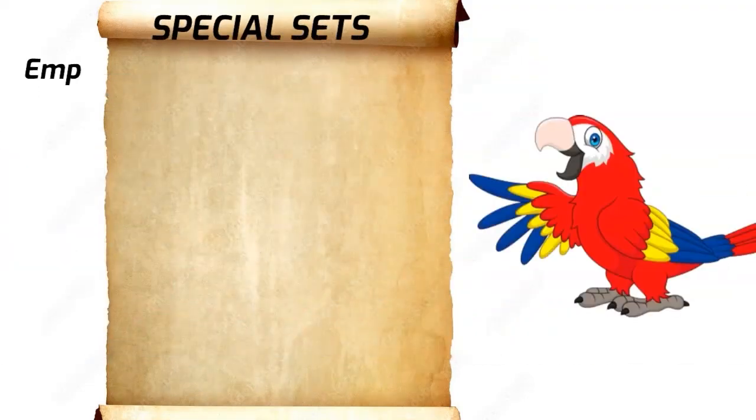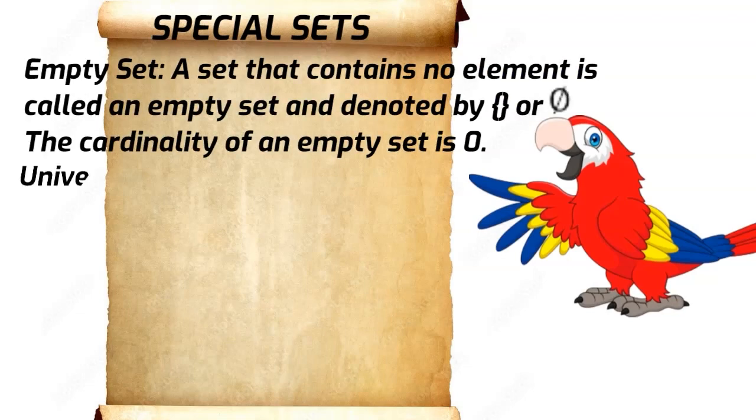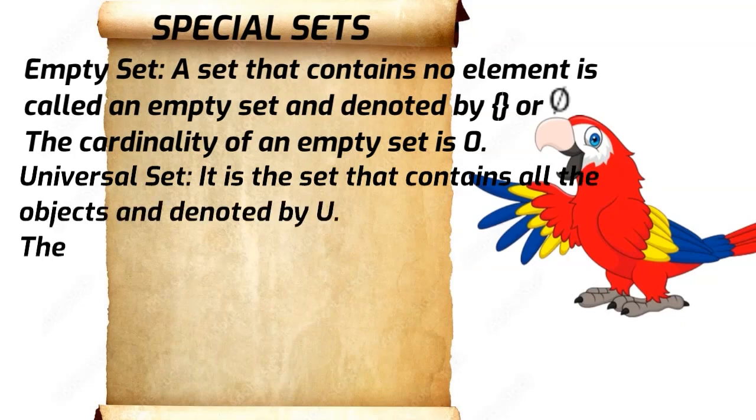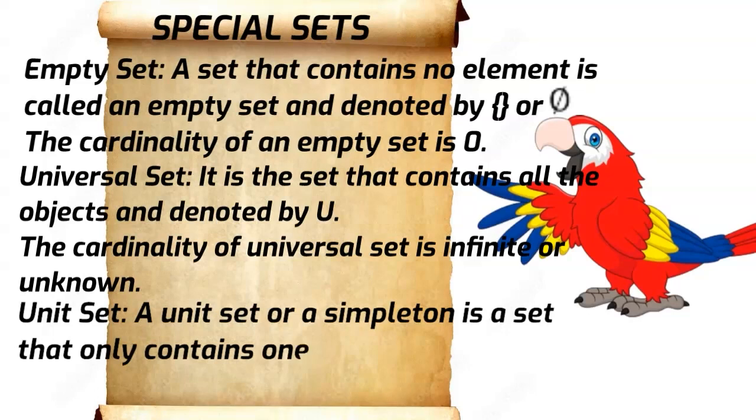There are some special sets we need to know about. The first one is the empty set. A set that contains no element is called an empty set and denoted like this. The cardinality of an empty set is 0.